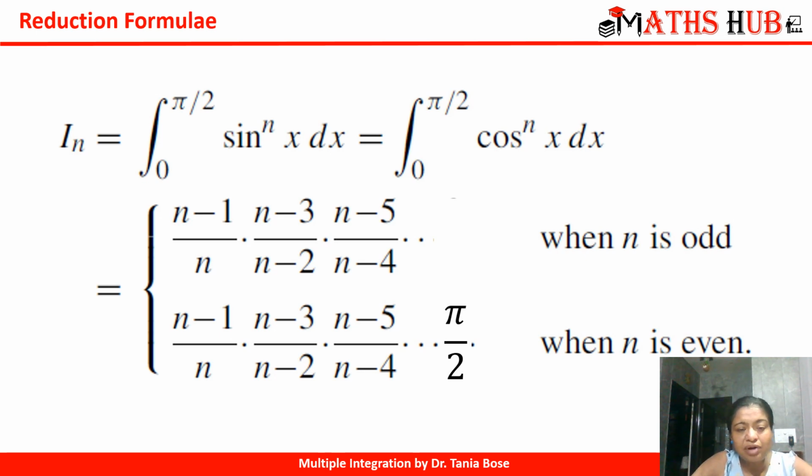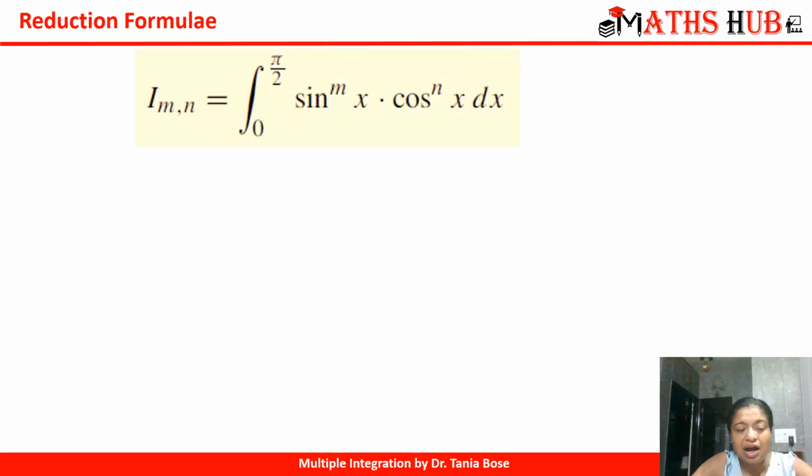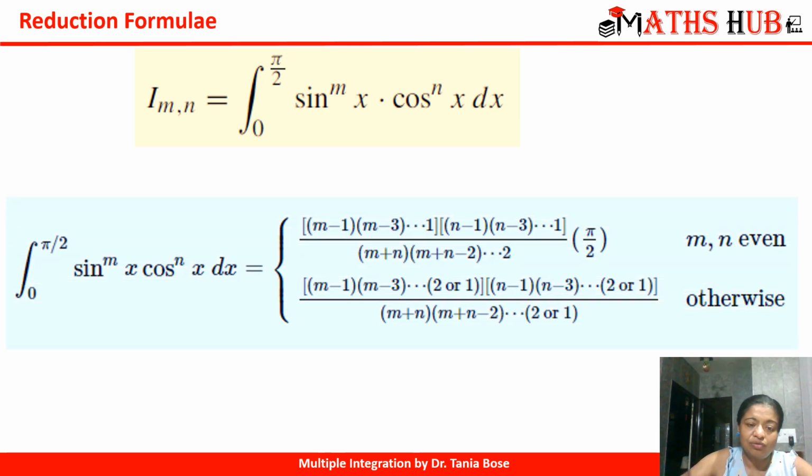So we have one more reduction formula when we have a product of sine and cos. So it is sin^m x cos^n x and the integral is from 0 to pi by 2. In this case, when both the powers, the exponents, are even, we will multiply by pi by 2. Otherwise, we won't multiply by pi by 2, right?